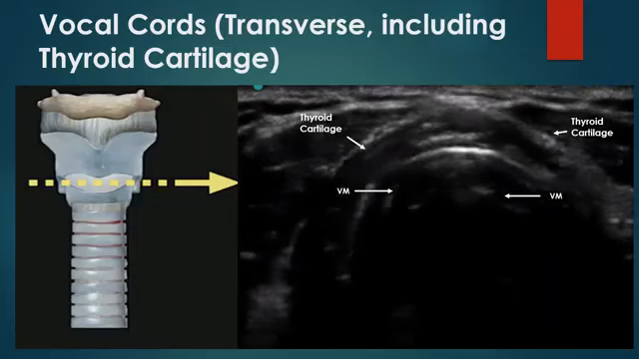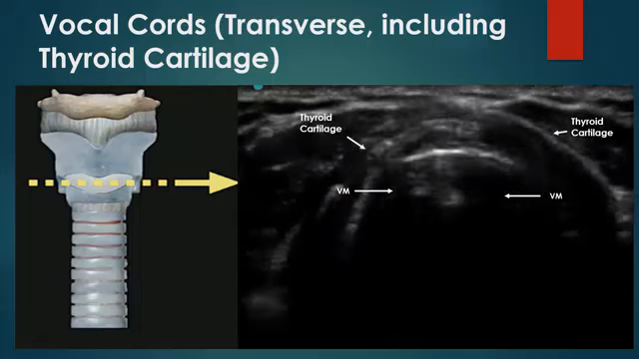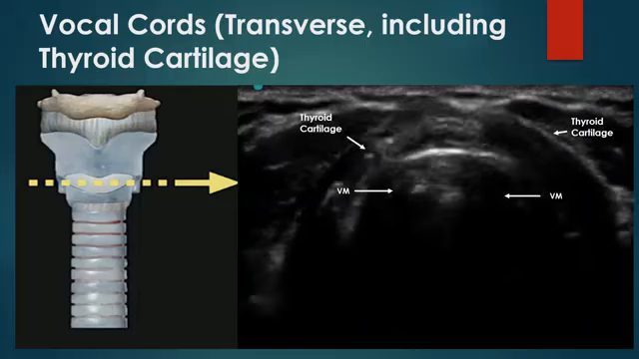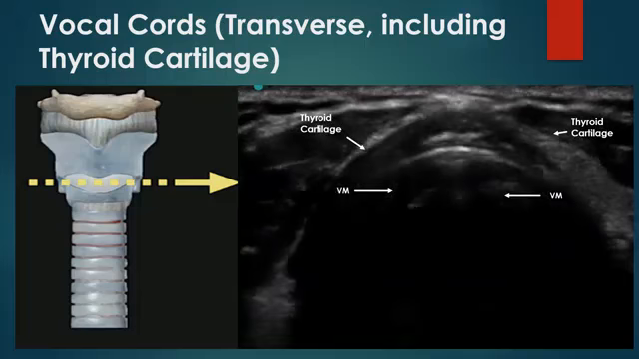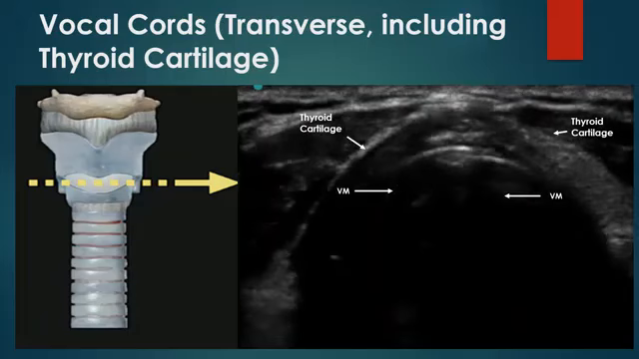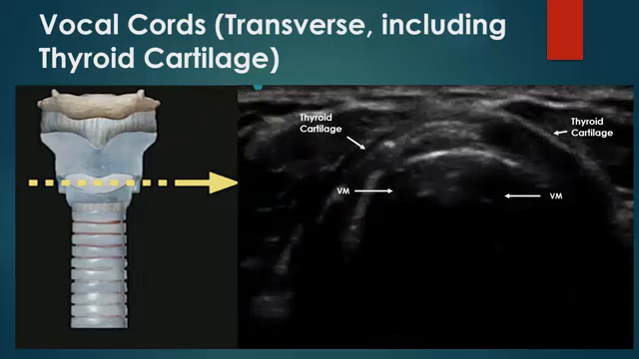Transverse view of the vocal cords, you can see moving your probe up cranially. Here's your vocal membrane, vocal muscle, and I really did not get a very good look. I was saying a few words while I was talking here, but you see the thyroid cartilage here, and then vocal cords here, and here's a little bit of arytenoid down here, and that's about the best I could do.